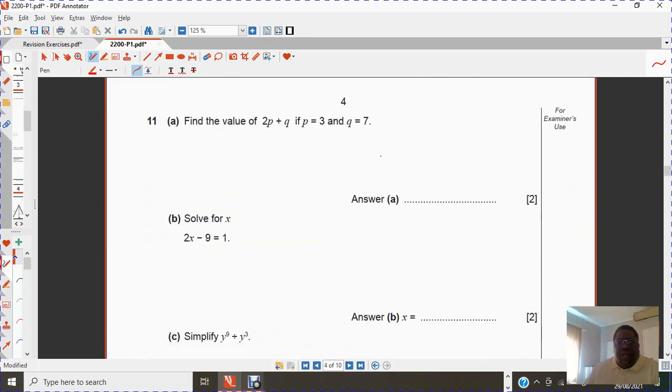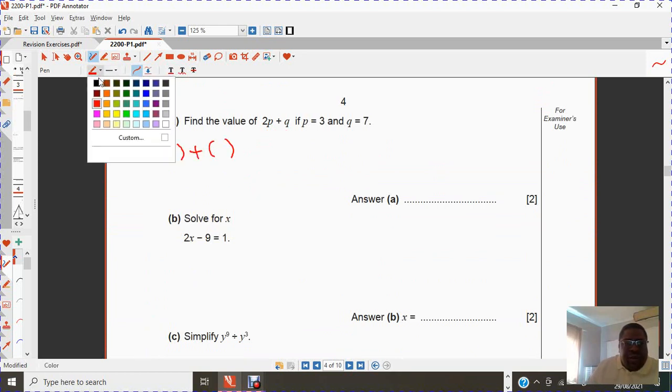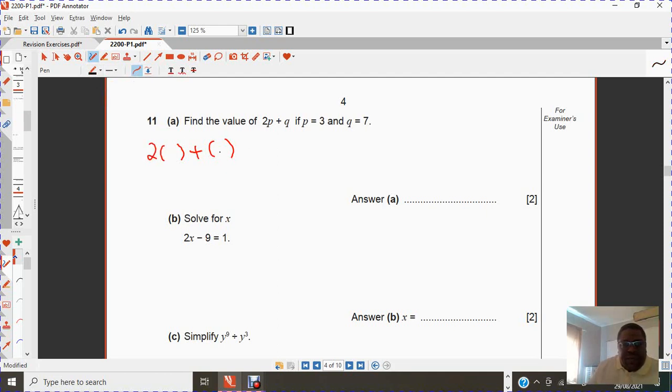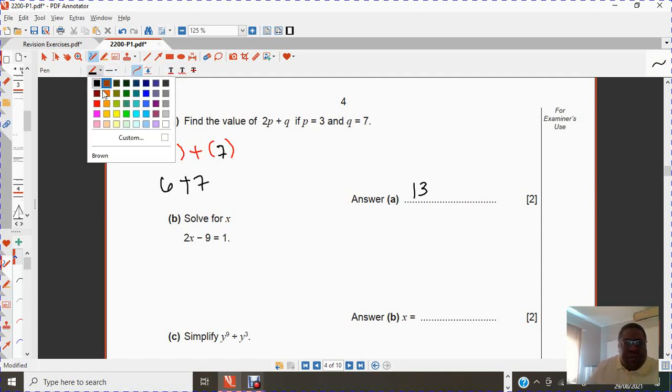Question 11, a little bit of algebra. You are supposed to find the value of 2p plus q. So it's 2, and then you substitute in what the values are. They say p is nothing but 3 and q is nothing but 7. So this is 6 plus 7. So this answer therefore is 13.